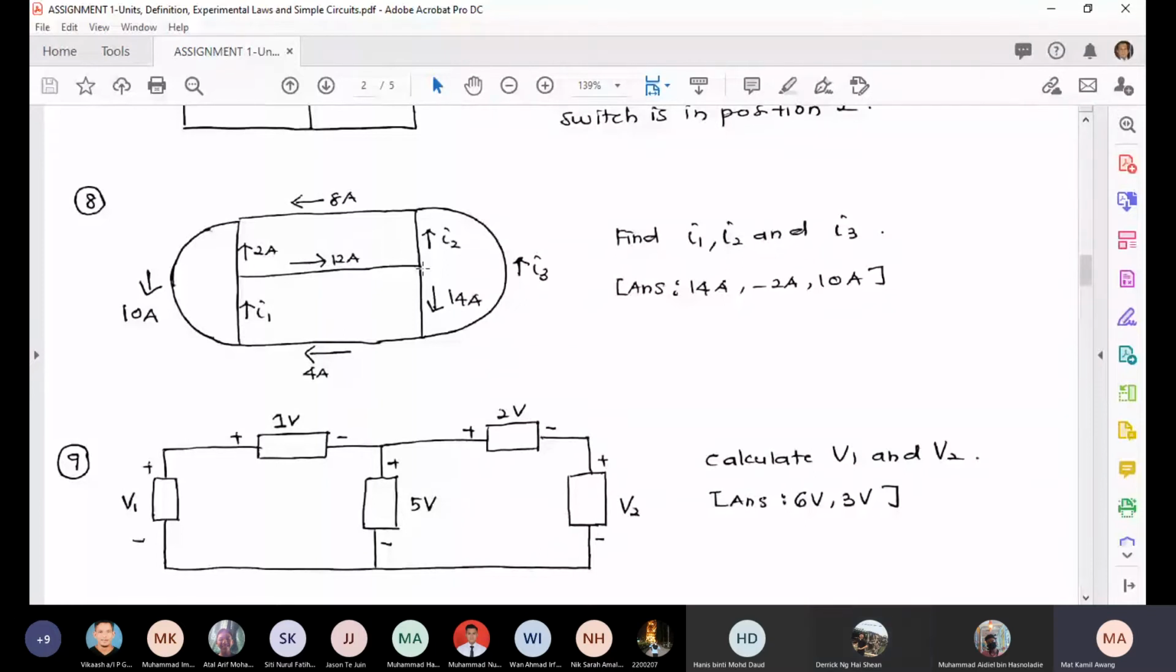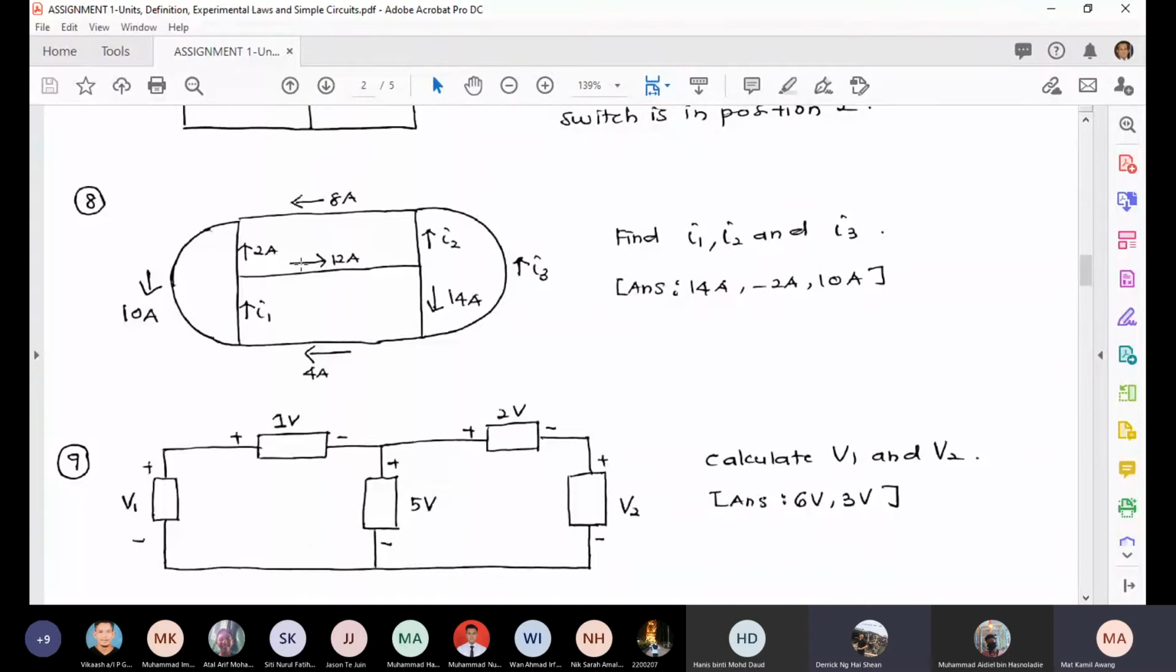So for I2, you calculate at this node here. You have 12 amps going in, 14 amps going out, and I2 is going out. So therefore, I2 is what? 10 ampere? No, 2, but the arrow is going into the node, because the summation of the current entering the node must be equal to the summation of the current going out from the node.